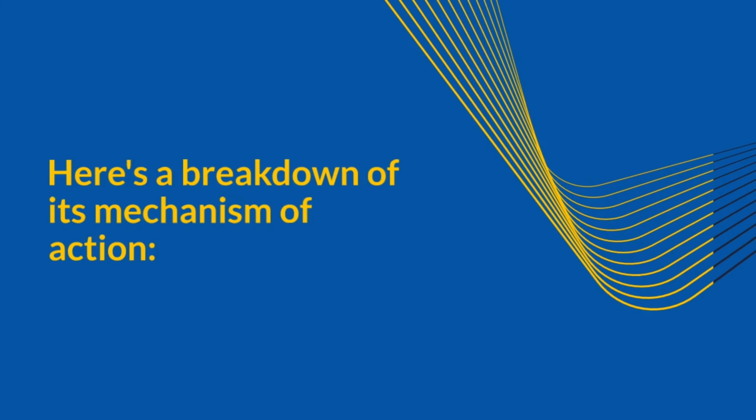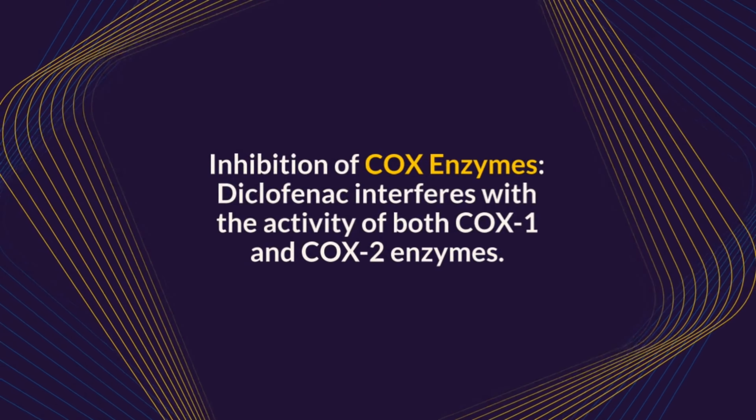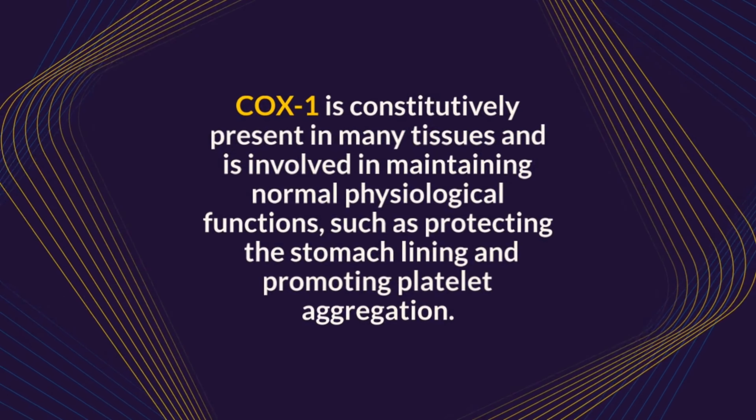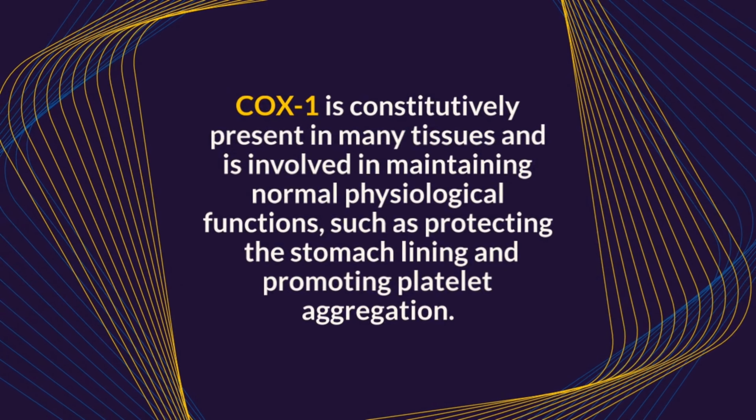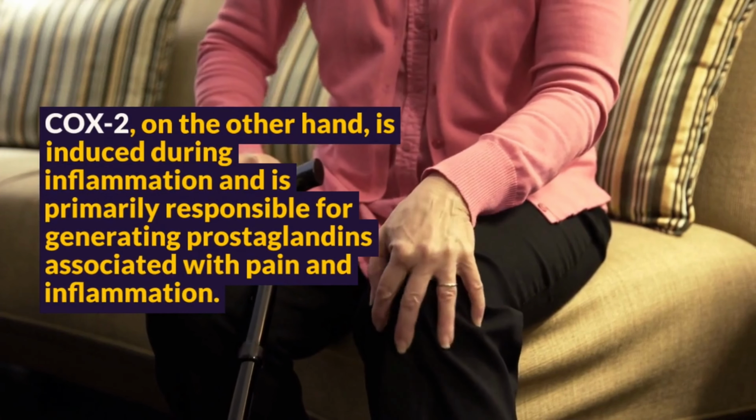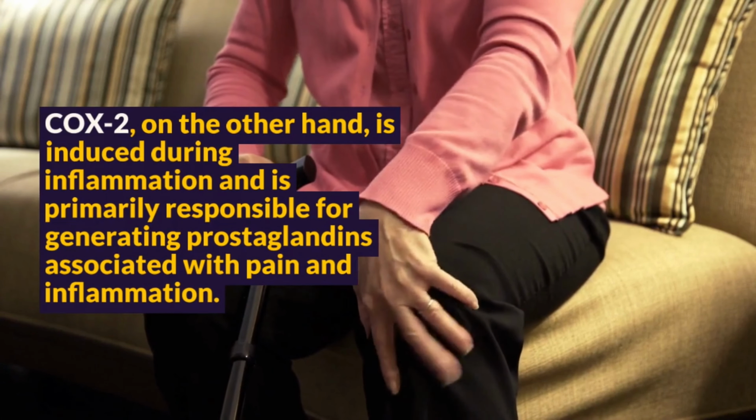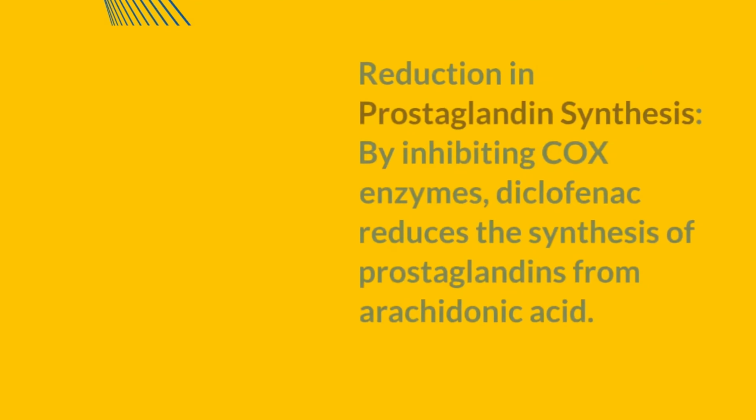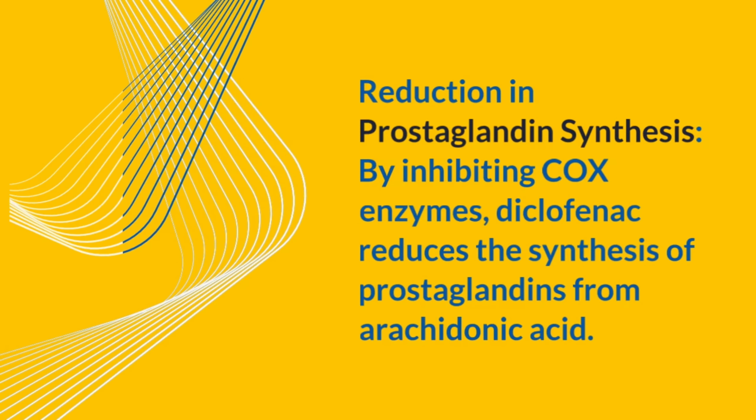Here's a breakdown of its mechanism of action. Inhibition of COX enzymes. Diclofenac interferes with the activity of both COX-1 and COX-2 enzymes. COX-1 is constitutively present in many tissues and is involved in maintaining normal physiological functions, such as protecting the stomach lining and promoting platelet aggregation. COX-2, on the other hand, is induced during inflammation and is primarily responsible for generating prostaglandins associated with pain and inflammation.